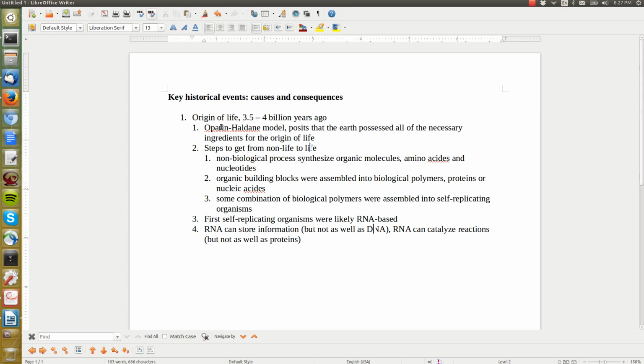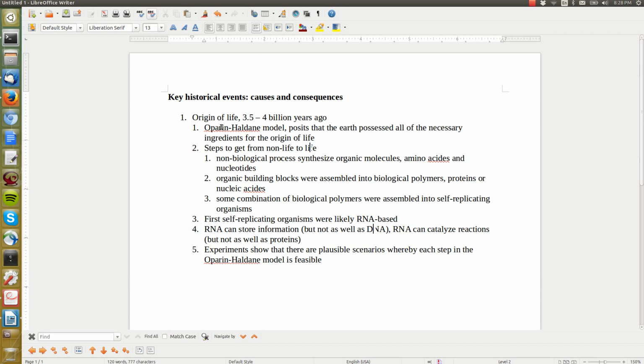Can we get from non-life to RNA using only ingredients and conditions that exist on Earth? And the answer is that it's hard to say. So we know that a number of experiments have been conducted, which you can read about and should read about, and hopefully have read about in your book. These experiments show that there are plausible ways whereby each step in the Oparin-Haldane model is feasible.